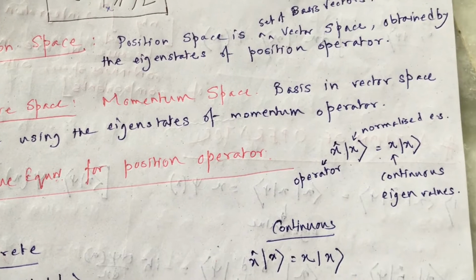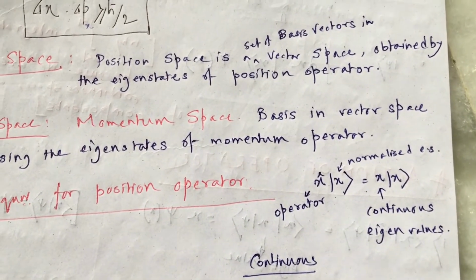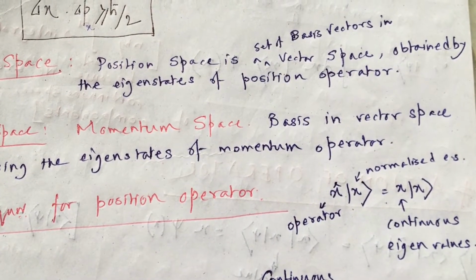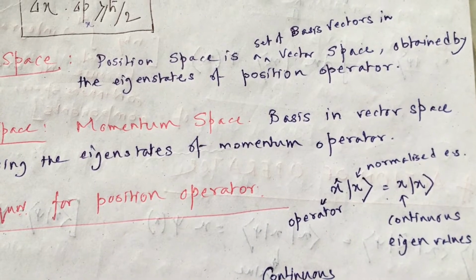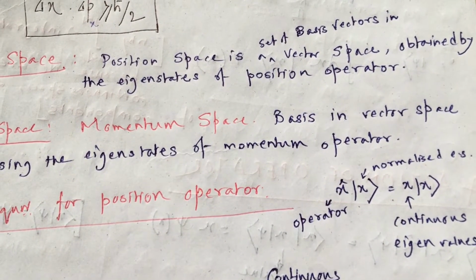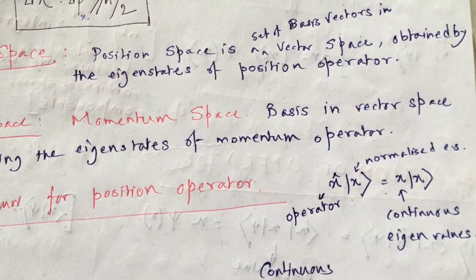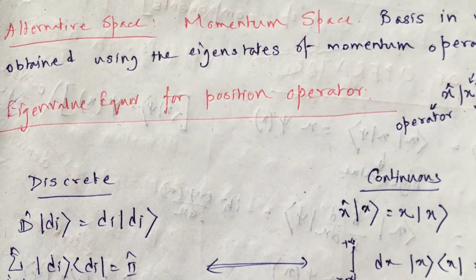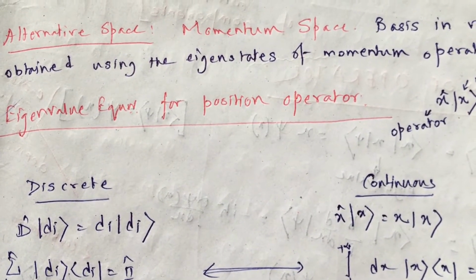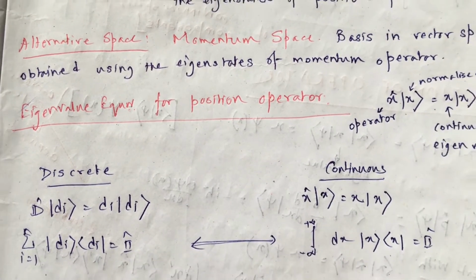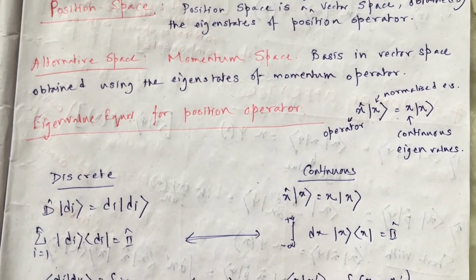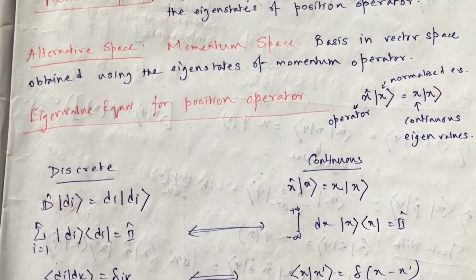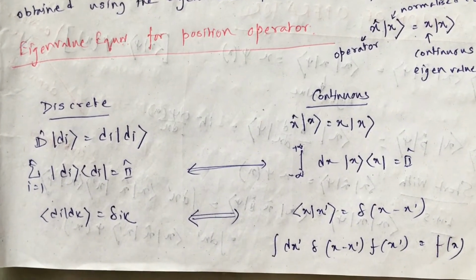Now, in quantum mechanics, what is position space? It is defined as a set of basis vectors in a vector space which can be designed by the eigenstates of position operator x. There is an alternative space also which is called momentum space, and like position space, momentum space is also designed by the eigenstate of the momentum operator.